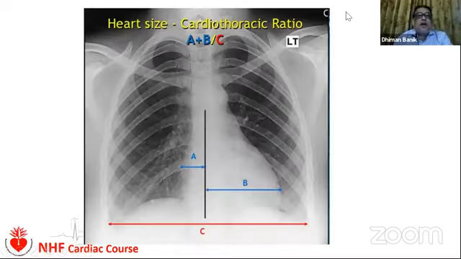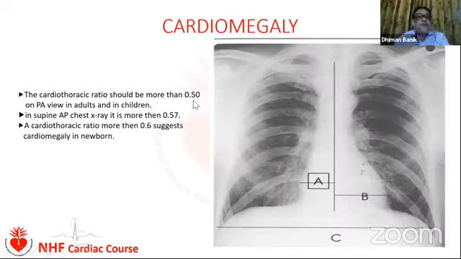And this is the cardiothoracic ratio. Cardiothoracic ratio is important to delineate the cardiomegaly. It is the midline. The distance from the maximum convexity on the right is A, and the maximum convexity from the left is B, and the total transthoracic diameter is C.